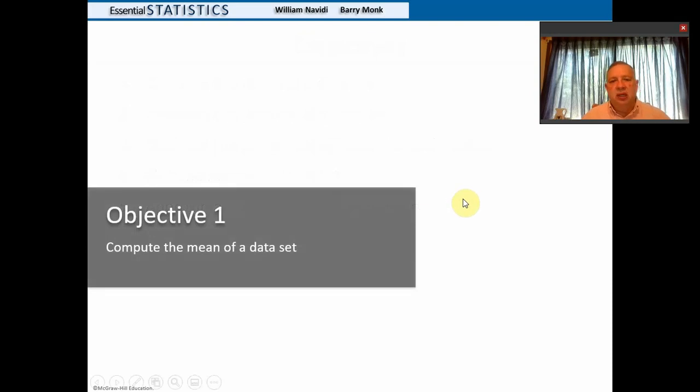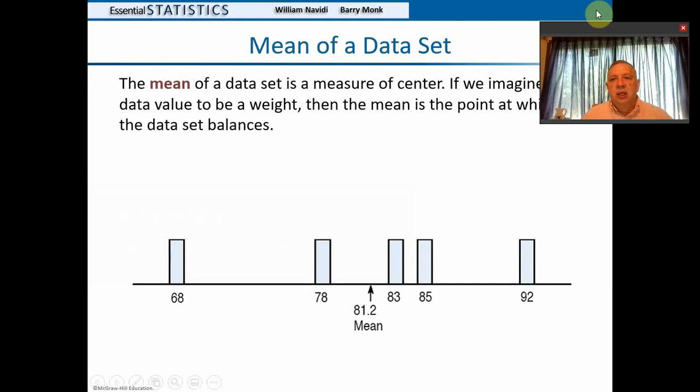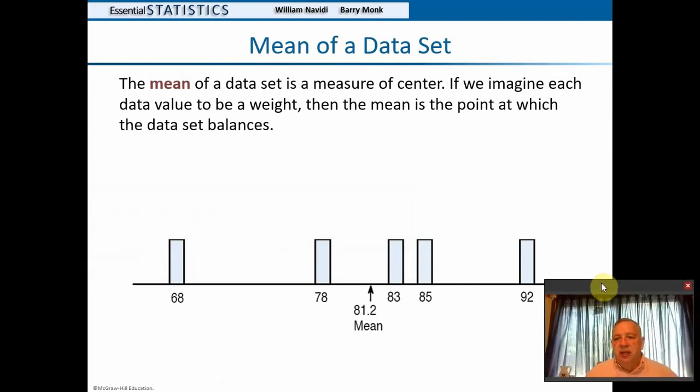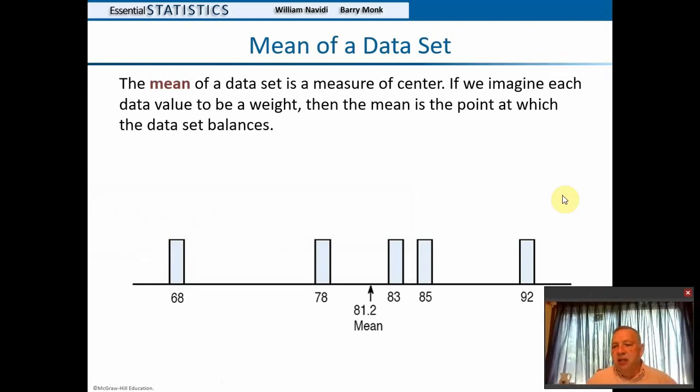We've been doing this, I'm sure, since we were in grade school, calculating the average of a set of numbers. And the mean is just a statistical way of saying the average. So let me pull this mean drop down here. The mean of a data set is a measure of center. So if I've got several data points and I want to know the average of them, in statistics we talk about the mean.